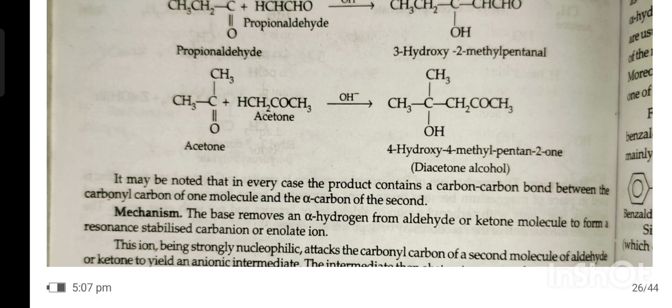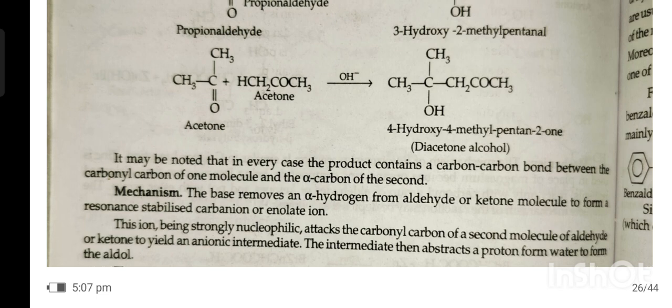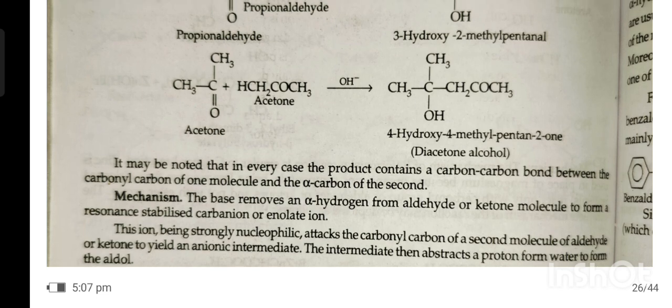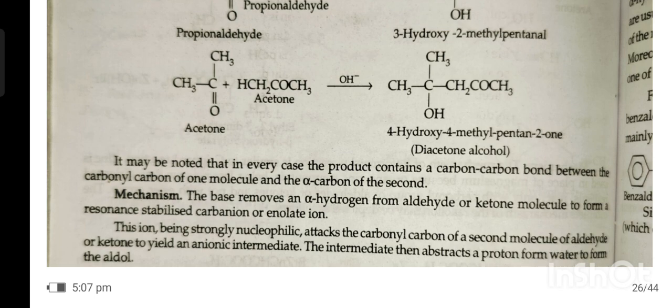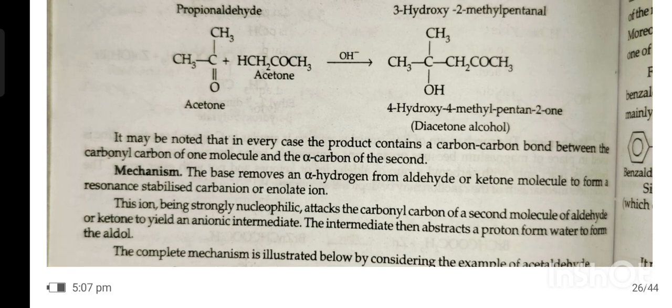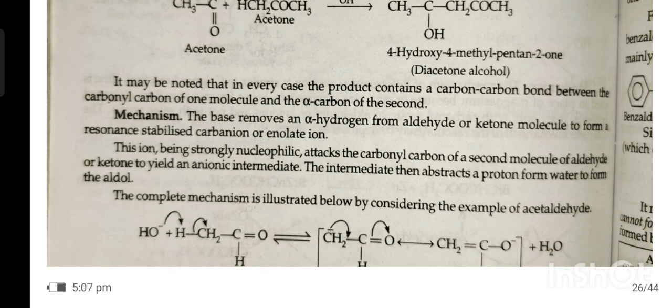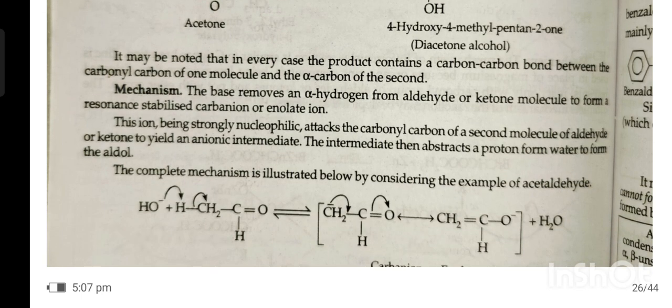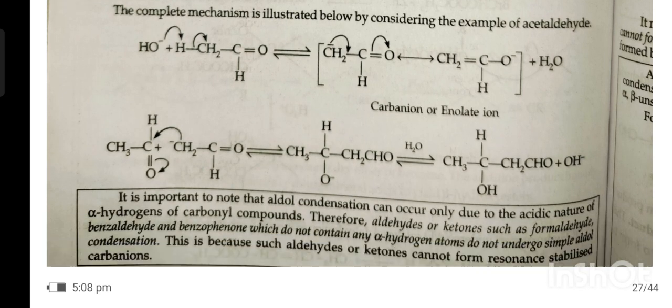Mechanism. The base removes an alpha hydrogen from the aldehyde or ketone molecule to form a resonance stabilized carbanion or enolate ion. This ion, being strongly nucleophilic, attacks the carbonyl carbon of a second molecule of aldehyde or ketone to yield an anionic intermediate. The intermediate then extracts a proton from water to form the aldol. The complete mechanism is illustrated below by considering the example of acetaldehyde.